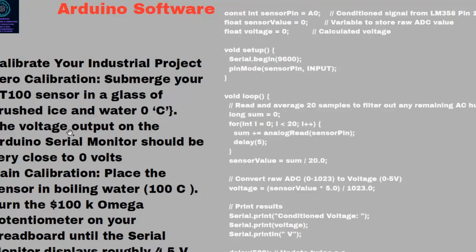That is your sensor. Submerge your PT100 sensor in a glass of crushed ice and water so that you start at 0 degrees. The voltage output on the Arduino serial monitor should be very low, that is 0, meaning 0 degree start. It will give you 0 volts. Then gain calibration: place the sensor in boiling water at 100 degrees centigrade. Turn the 100 kilo ohm potentiometer on your board and check that you get the maximum of 4.5 or 5 volt exactly. So let's go to our lab and see exactly how it works.